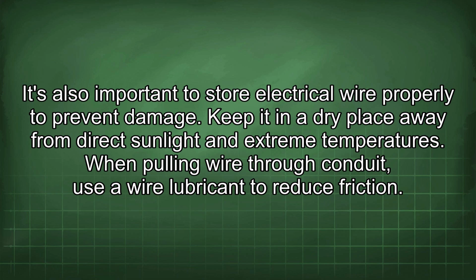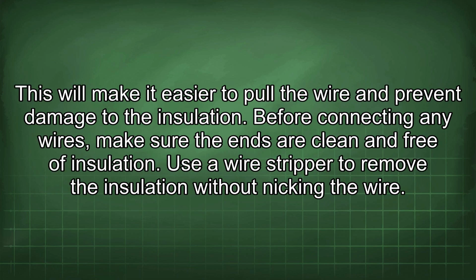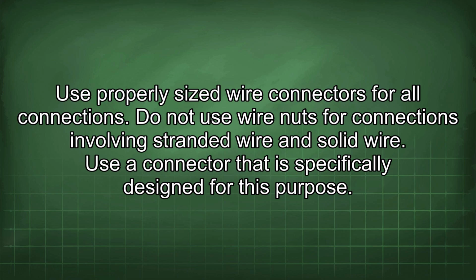When pulling wire through conduit, use a wire lubricant to reduce friction. This will make it easier to pull the wire and prevent damage to the insulation. Before connecting any wires, make sure the ends are clean and free of insulation. Use a wire stripper to remove the insulation without nicking the wire. Use properly sized wire connectors for all connections.